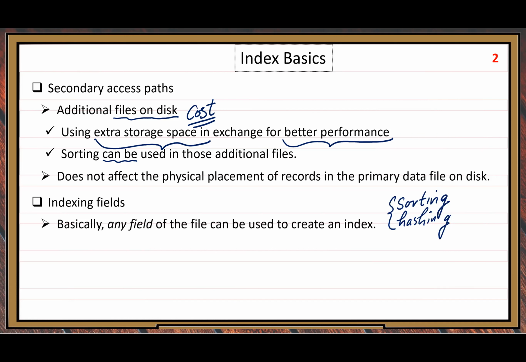Sorting is the primary way, the dominant way. Most of the time we use sorting to create indexes. But hashing is the minor way; the percentage, the chance, is very small.